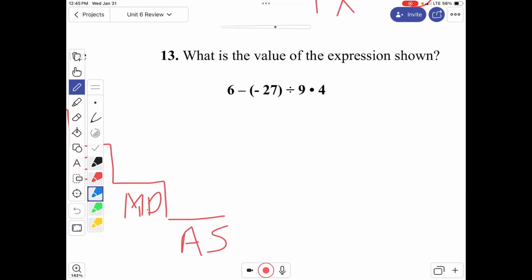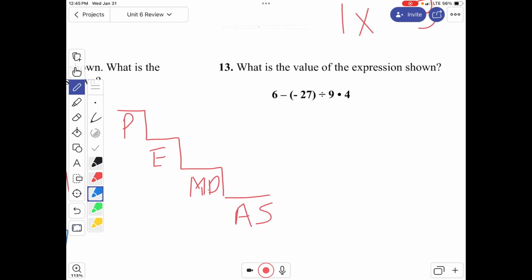So moving to number 13. Again, we're going to use PEMDAS. But the first thing I want to fix is that I see we are subtracting an integer. So I want to go ahead and change that with keep, change, opposite. So I keep the first number, change minus to plus, and the opposite of negative 27 is positive 27. Then we have divide by 9 and times 4.